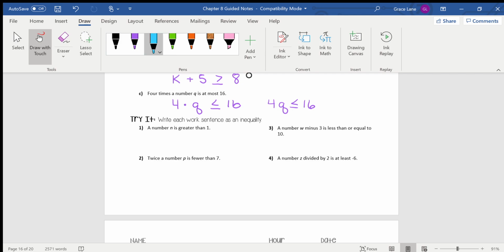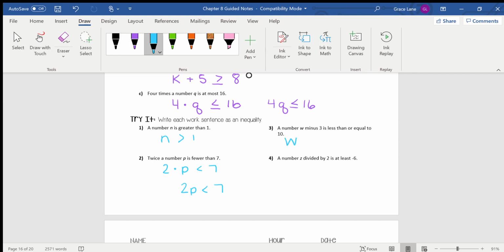Okay, so number 1, a number is greater than 1, a number n. So n is greater than, looks like that, 1. Number 2, twice a number p. That means twice means multiplying by 2. So 2 times p is fewer than, means less than 7. You can also just write it like that. We're going to try not to use the x for multiplying, because that might look like a variable. Number 3, a number w minus 3.